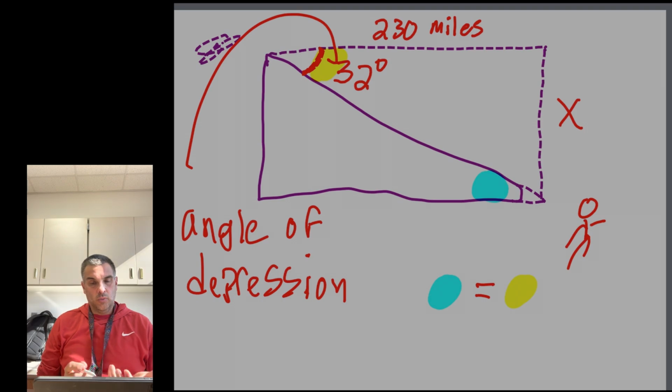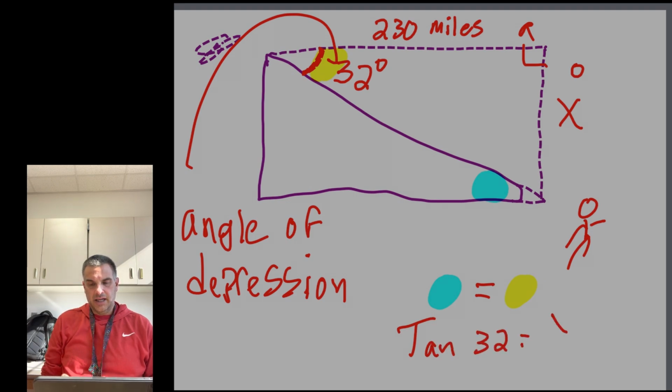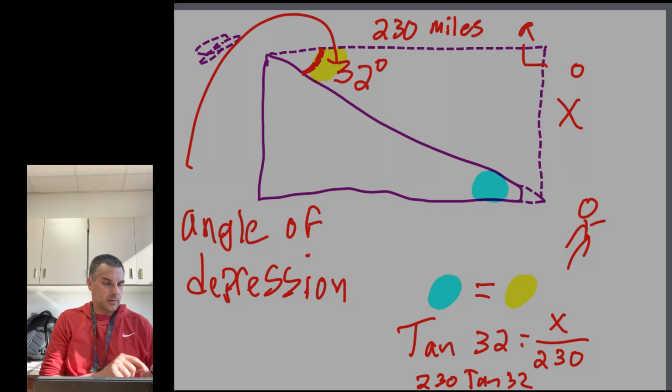So we've got a right triangle right here. So x is the opposite, 230 is the adjacent. So that's tangent of 32 is equal to the length of the opposite over the adjacent. The number's on the bottom, so I'm going to go 230 times the tangent of 32. So it's 143 miles in the sky.